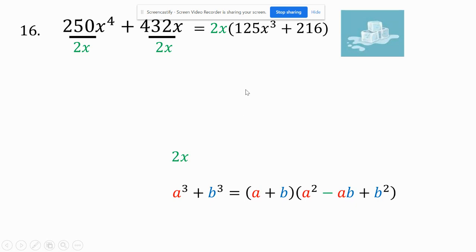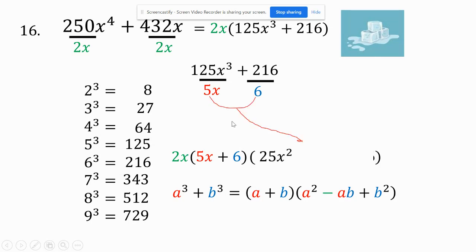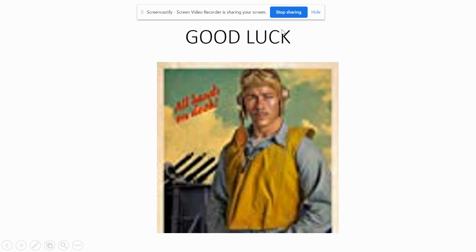So now I'm going to cube root the 125x cubed. Cube root of 125 is 5, and I'm going to have an x. Cube root of 216 is 6. It's a plus, so I'm going to have this 5x plus 6. Notice I kept the 2x. And then my middle part will be, what's 5x times 5x? 25x squared. 6 times 6 is 36. And then basically it's a plus here, so I've got to have a minus down here, the opposite. 5x times 6 is 30, so it'll be a minus 30x. Oh, but don't forget, this was also a cubic, but it had a greatest common factor in it first. Good luck on your test.